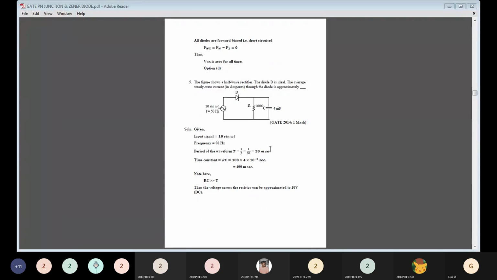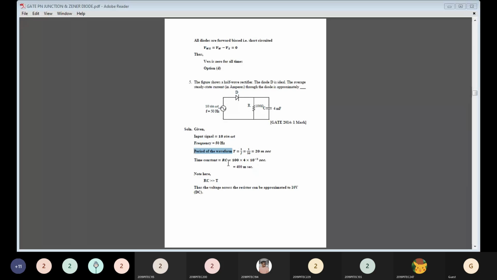Next, the figure shows a half wave rectifier. The diode D is ideal. The average steady state current in amperes through the diode is approximately. So the figure has been employed with one single diode. It's a half wave rectifier circuit. The input signal is given as 10 sin omega t. Frequency is given as 50 hertz. Period of the waveform is equal to the inverse of the frequency, so T is equal to 1 by f, equal to 1 by 50, which is 20 milliseconds.